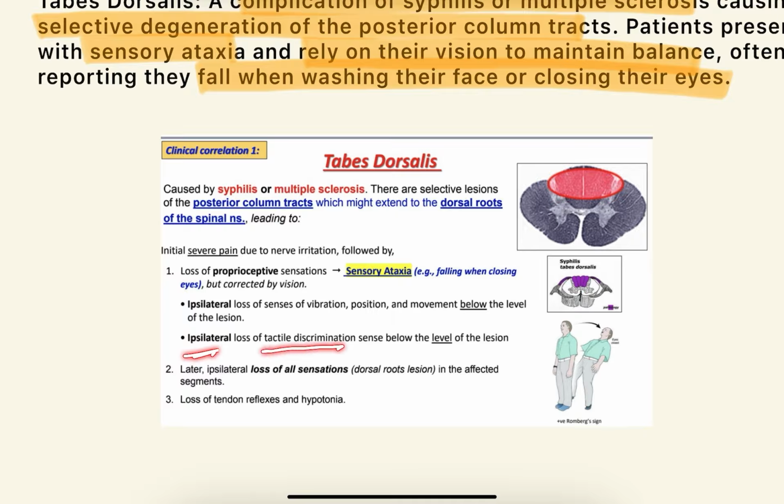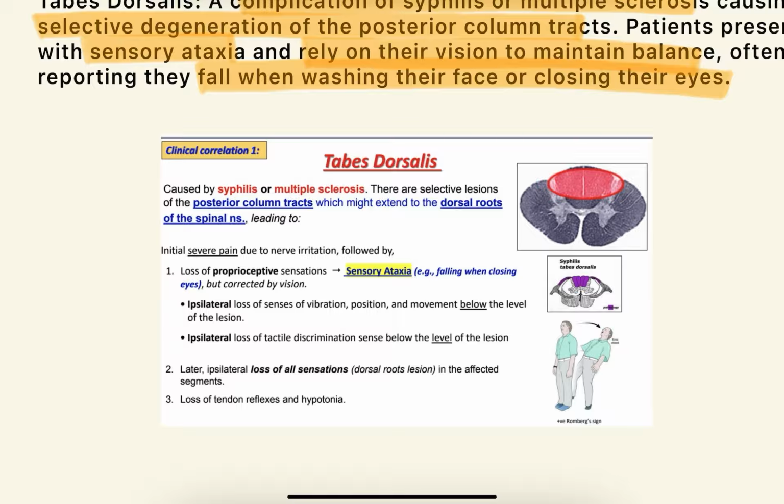And ipsilateral loss of the tactile discrimination below the level of the lesion. So we have the lesion on this level. Okay, so if it's below the level, they will have loss of vibration and position movement. Above it, below the level. Oh, both of them are below the level. So excuse me for that, because I was thinking of another thing. So below the level of the lesion, just exclude that to not be confused, okay?